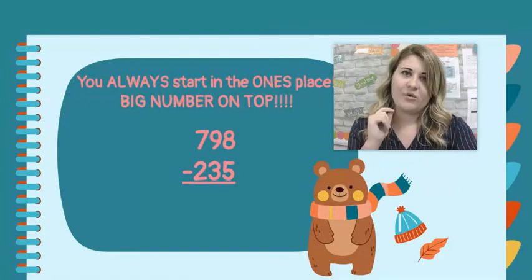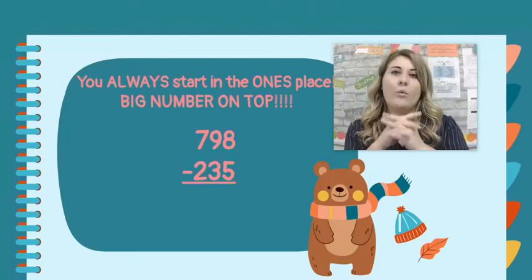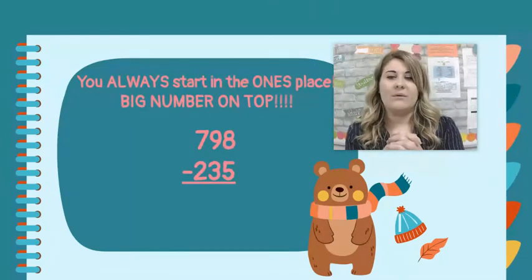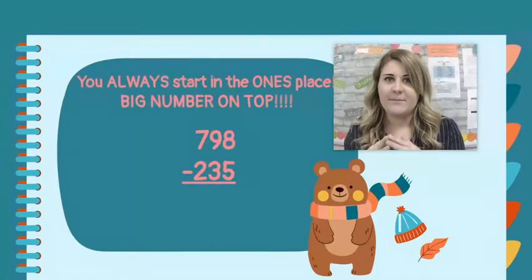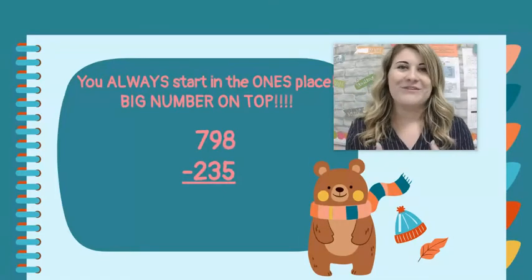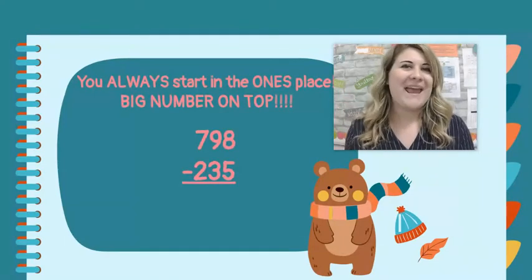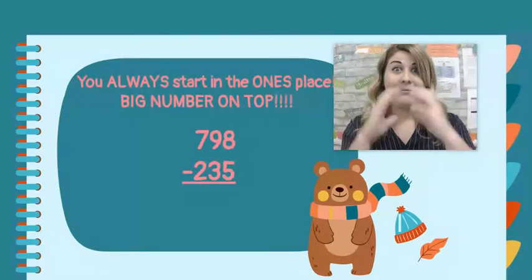Just like adding, you're going to want to line your places up. Ones, tens, hundreds. We always put the bigger number on top for subtraction, okay? For adding, it doesn't matter what order it's in because you're adding them. But for subtracting, if you put the small number on top, you can't subtract a big number from a small number. So you always put the big number on top.